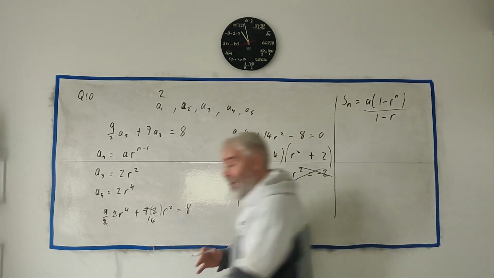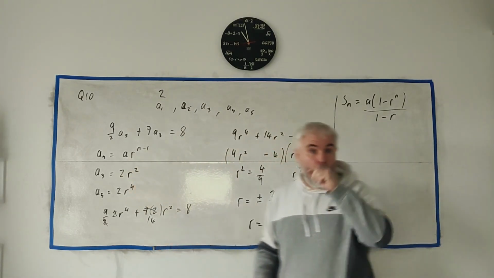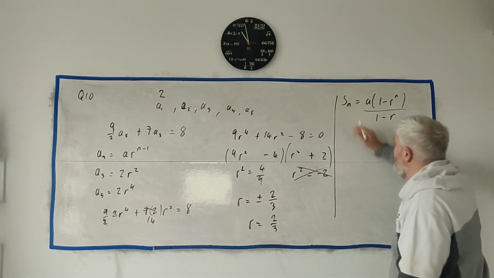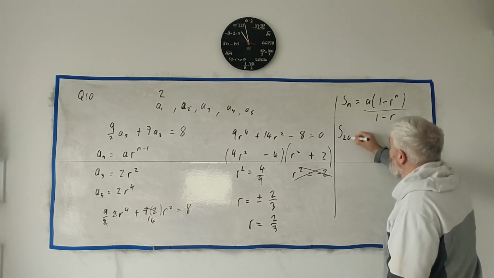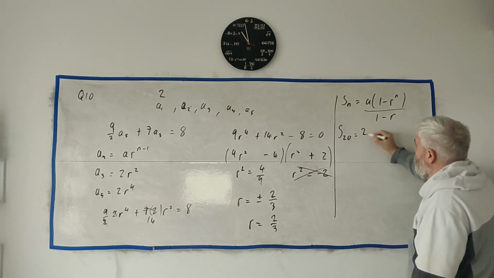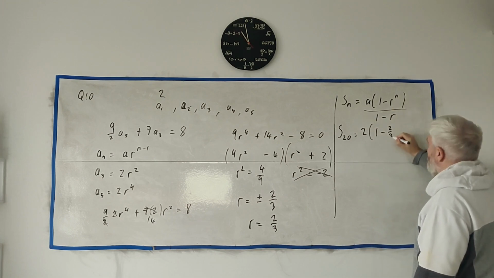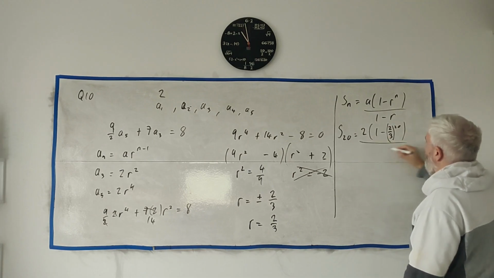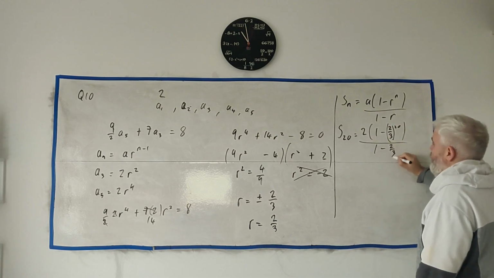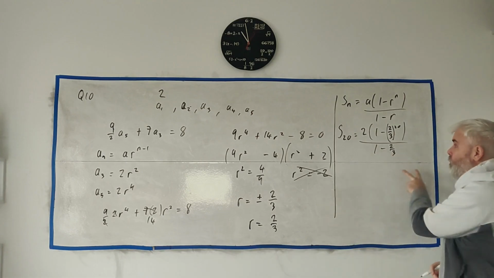So we can find any number of terms we want. In this case we want 20. So we write this again. S20 is equal to, we know a is 2, 1 minus, we know r is 2 over 3, to the power of 20, divided by 1 minus 2 over 3. You put all that in a calculator now if you want.